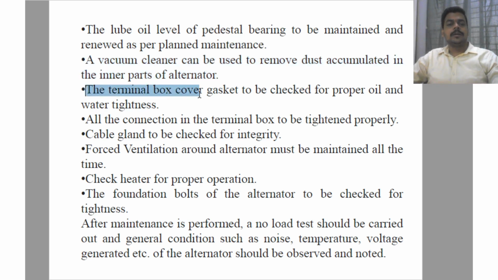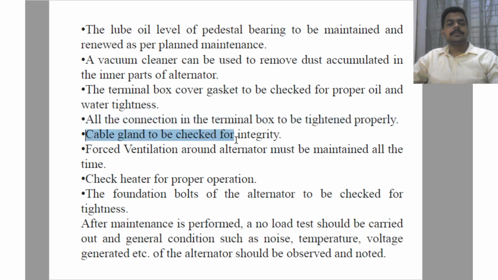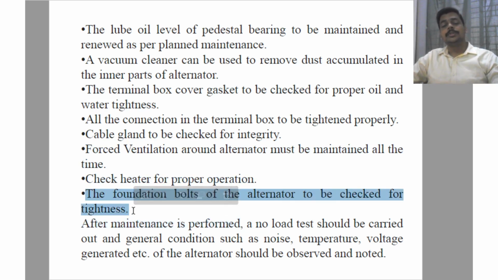The terminal box cover gasket is to be checked for proper oil and water tightness. All the connections in the terminal box are to be tightened properly. Then the cable gland is to be checked for integrity. We have to take care of forced ventilation also, which must be maintained around the alternator all the time. Check the heater for proper operation. The foundation bolts of the alternator are to be checked for tightness. If they are loosened for some reason, then we have to tighten them.